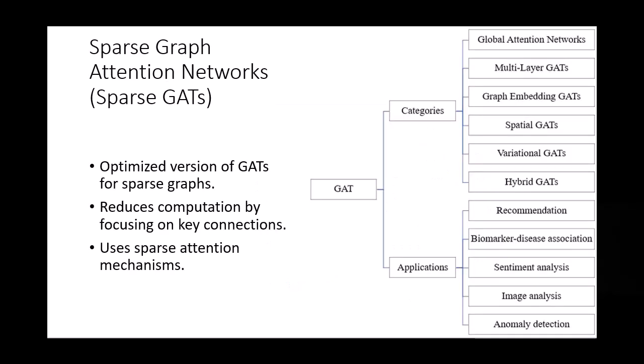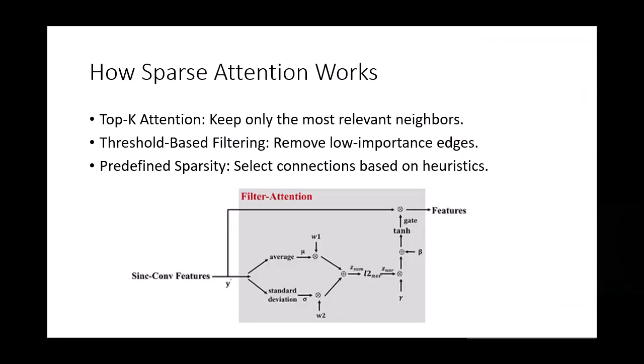So in order to overcome the inefficiencies, sparse GATs optimize the attention mechanism by selecting only the most relevant node connections, hence reducing computation without losing important information. And as such, we are just emphasizing why the weights are extremely important, but also here are some of the GATs that we have, the different categories and their applications. We shall come back to that.